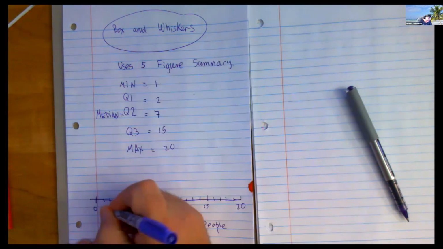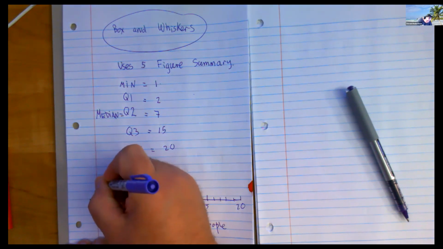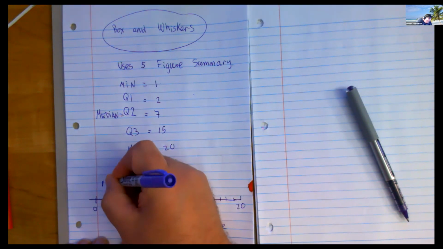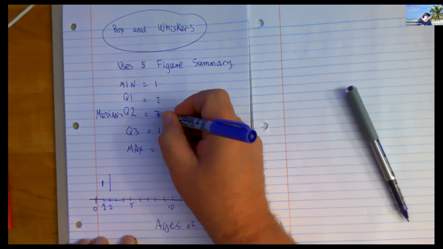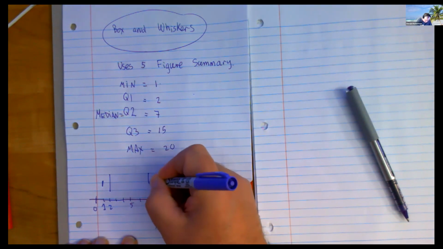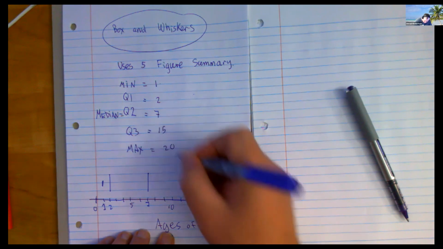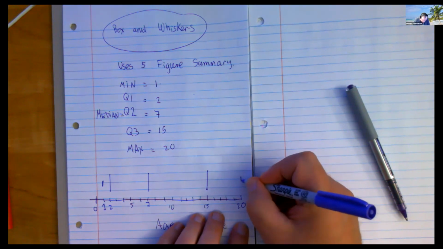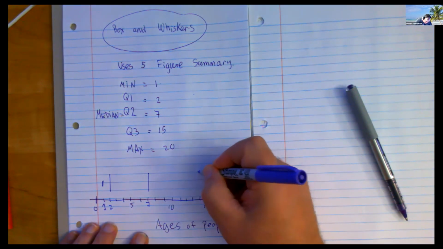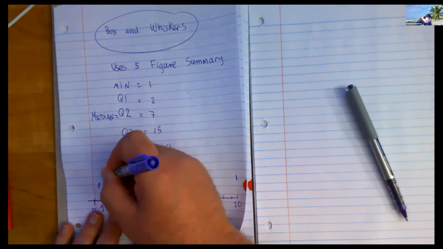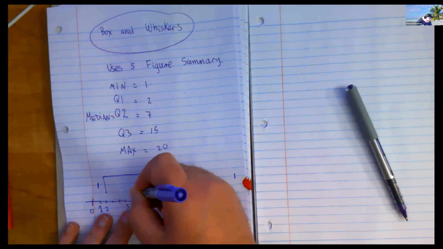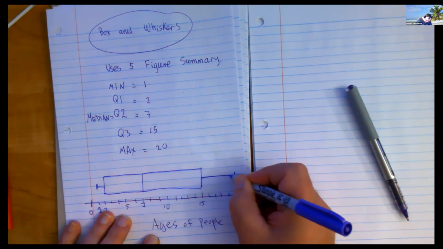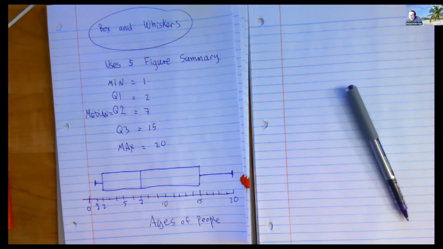The minimum is 1. So you do a little mark at 1. Q1 is 2, so you do a long mark at 2. The median, sometimes called Q2, is at 7, so you do another long mark at 7. Q3 is 15, you do a long mark at 15. And the maximum is 20, you do that. And you join these 3 together, like that. And you join these 2 together, like that. Have you ever seen a diagram that looks like that before?